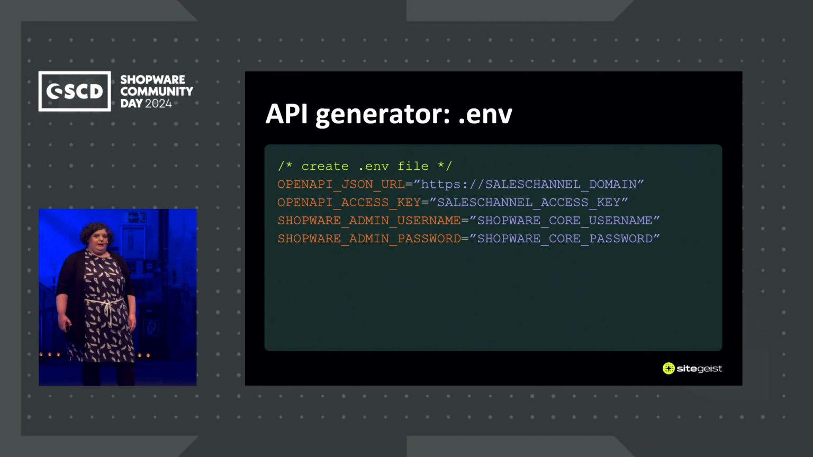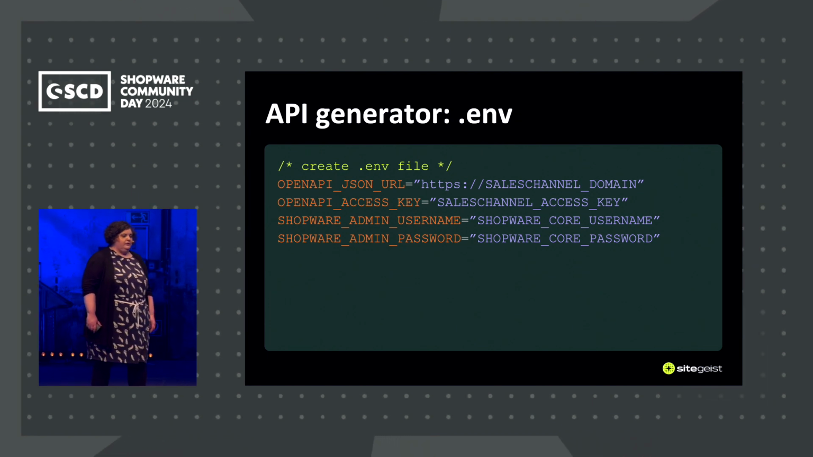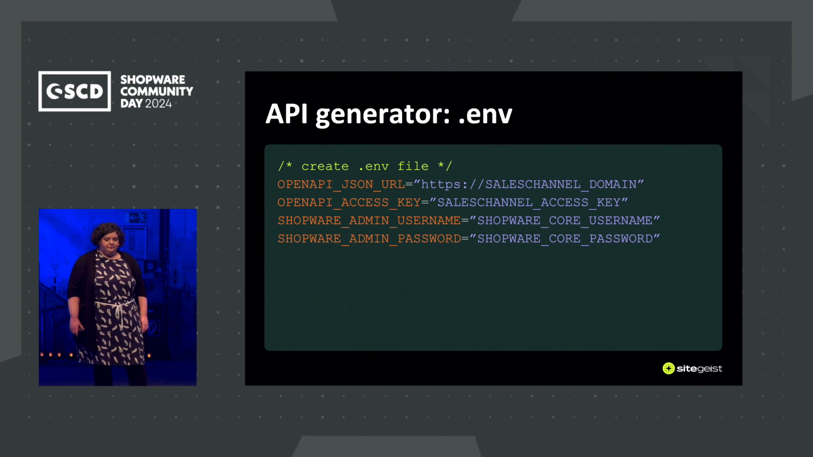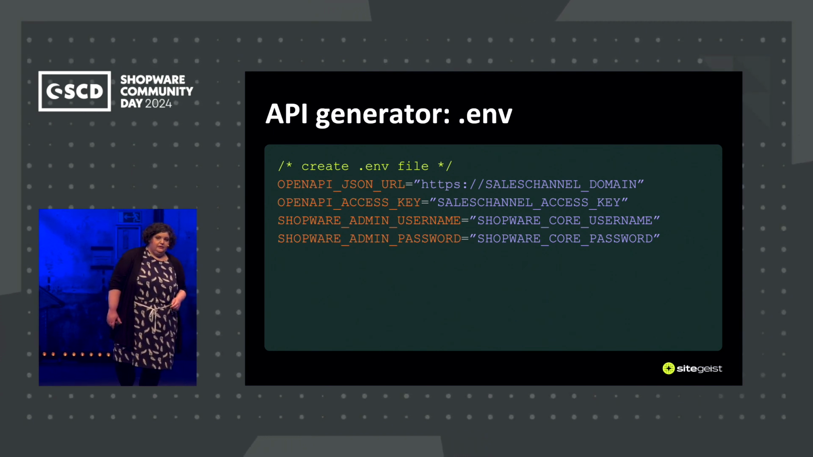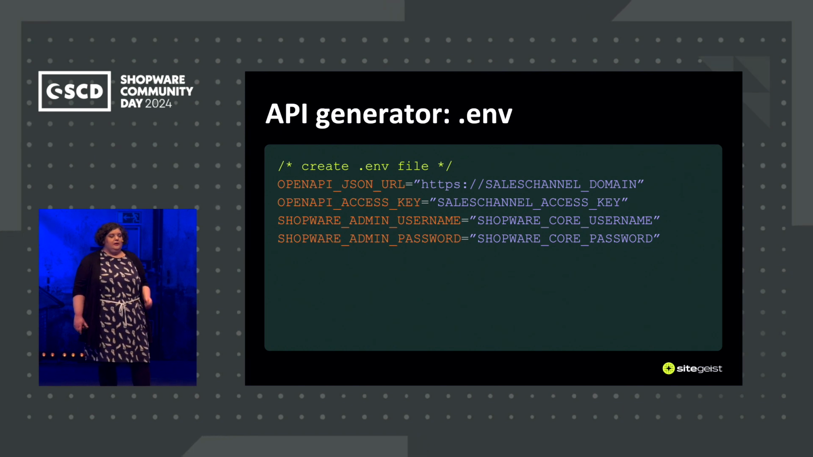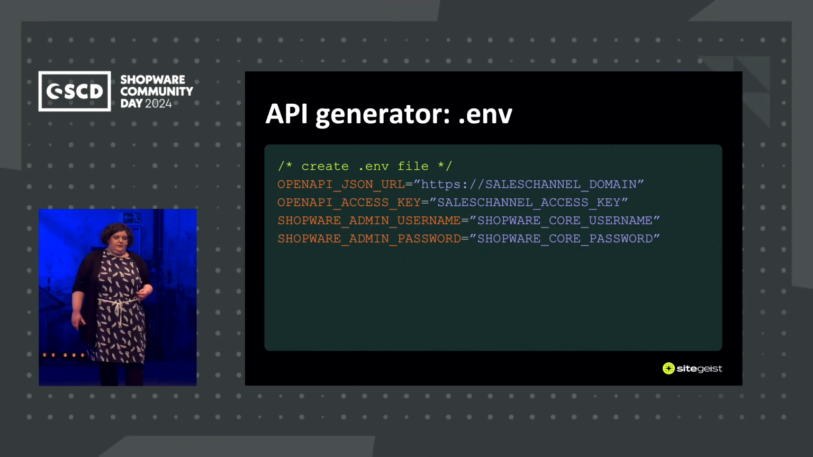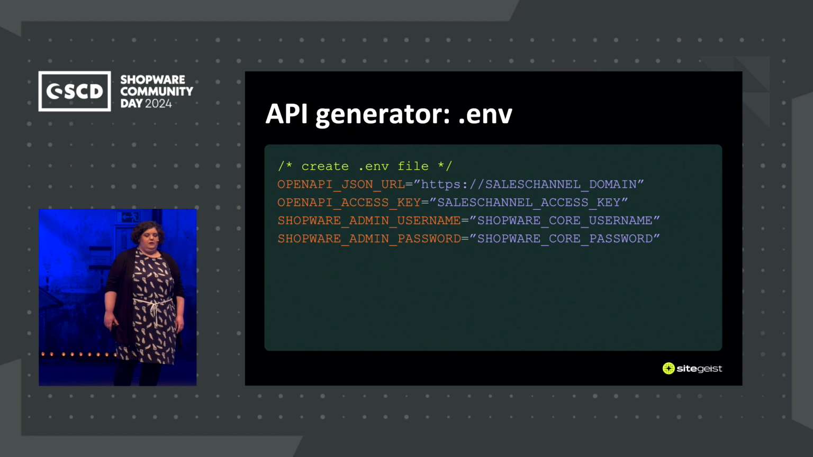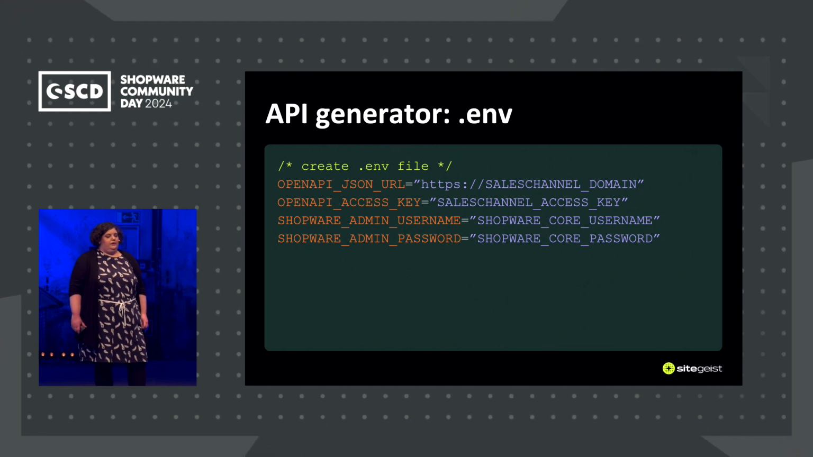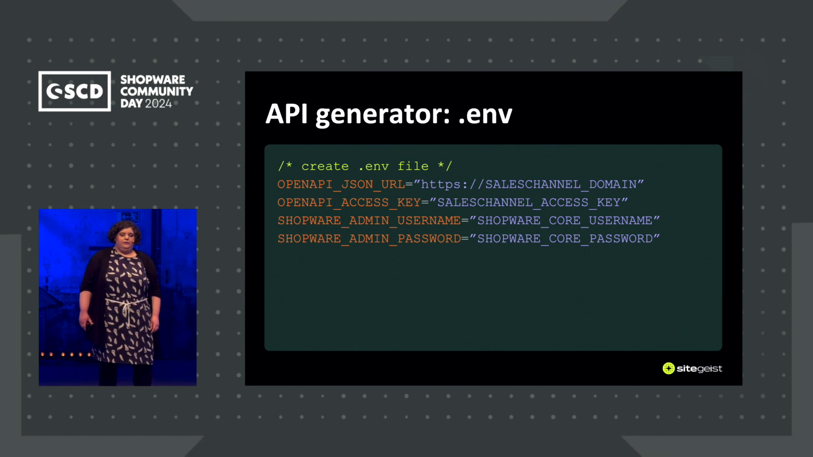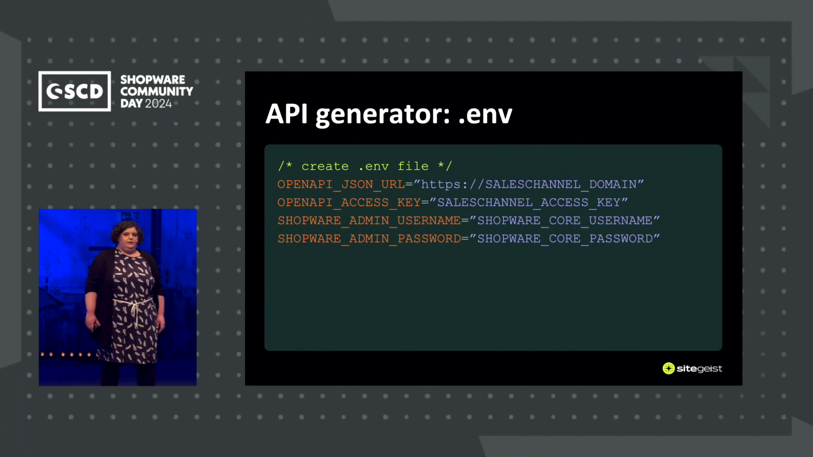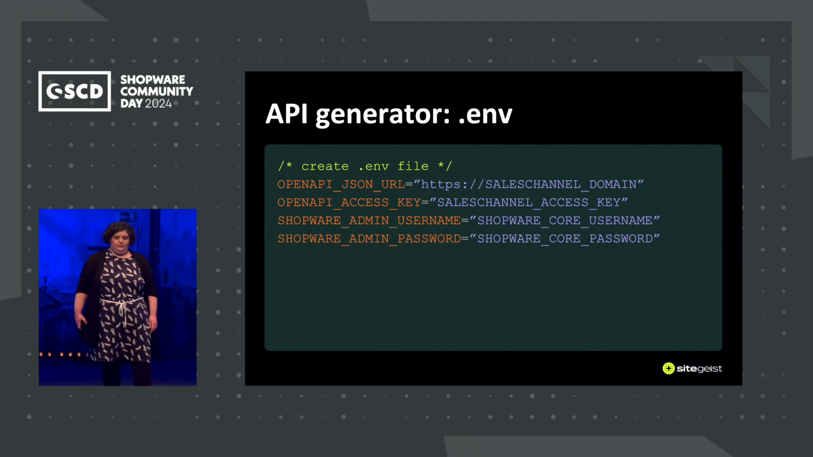So if you're ready with your plugins, you can go to your front-end project, and there you have to create an env file with some parameters. It's a JSON URL, this is the URL of your sales channel, and the access key, this is the access key of your sales channel, and then admin username and password of an admin user. The access key is necessary for the Store API, and admin username and password is necessary for the Admin API, but it's optional. If you only want to generate the Store API, then you don't need admin username and password in this file.